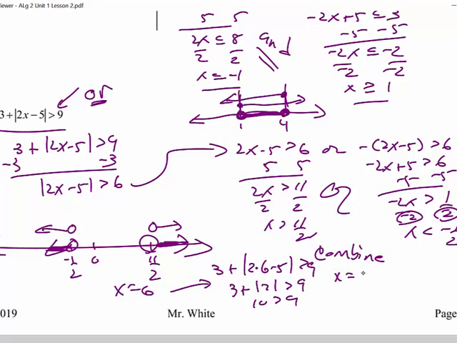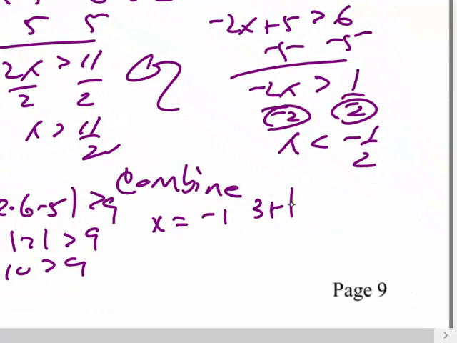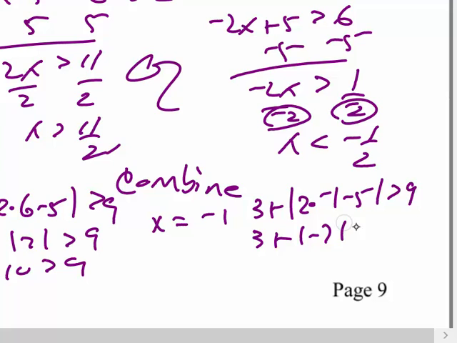We could do x equals negative 1. Remember, negative 1 would be right here. If I plug in negative 1, that would be 3 plus the absolute value of 2 times negative 1 minus 5 is greater than 9. 2 times negative 1 is negative 2, minus 5 is negative 7. The absolute value of negative 7 is 7, plus 3 is 10. You see, it works. But no number in between them would work.